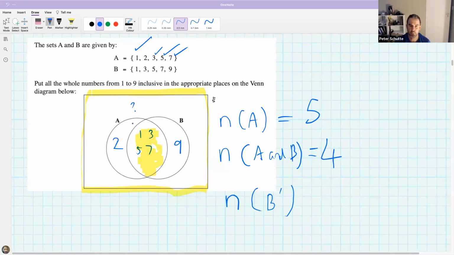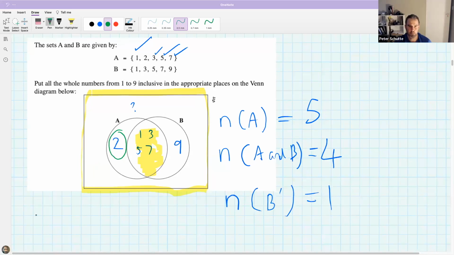So not in B is going to be everything outside of B. And the only item I see is 2. And so there's 1 item there. And the item that I was looking at was this one. Okay.